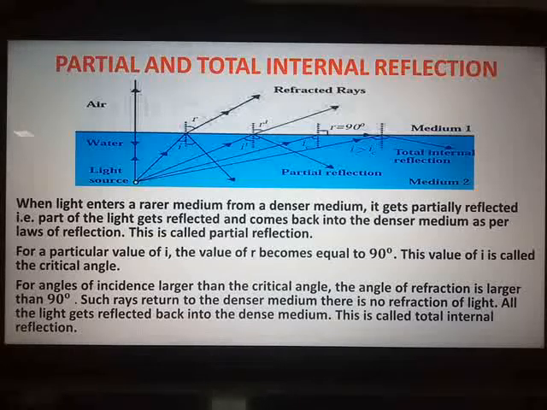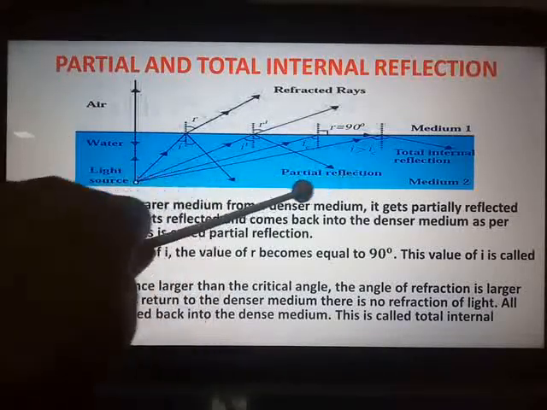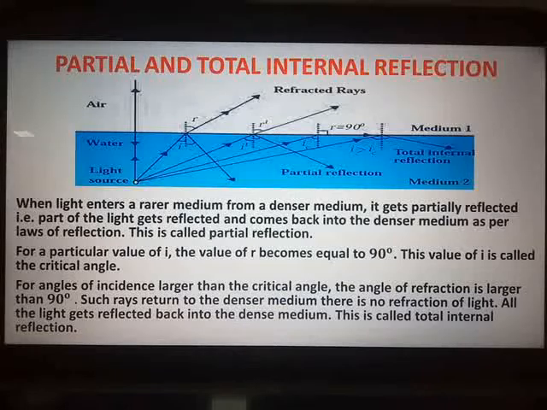When light enters a rarer medium from a denser medium, remember very carefully, it gets partially reflected. That is, a part of the light gets reflected and comes back into the denser medium again as per the laws of reflection. This is called partial reflection. You can see it over here. So this can be a definition. Now the rest of the light gets refracted and goes into the rarer medium. Here the rarer medium is air, the denser medium is water.